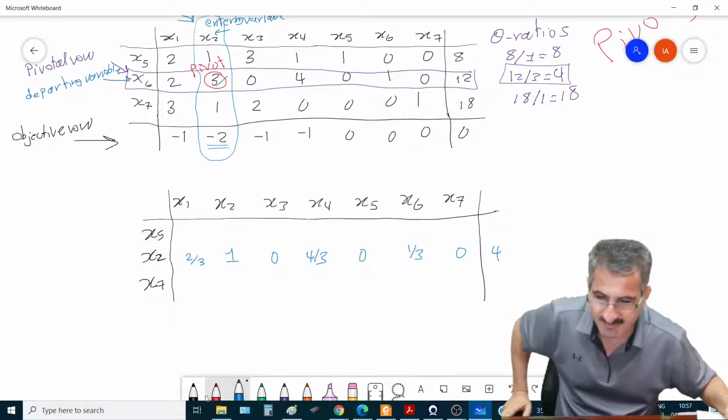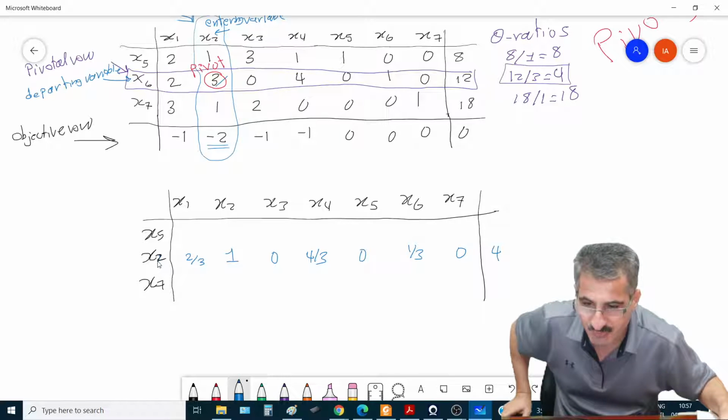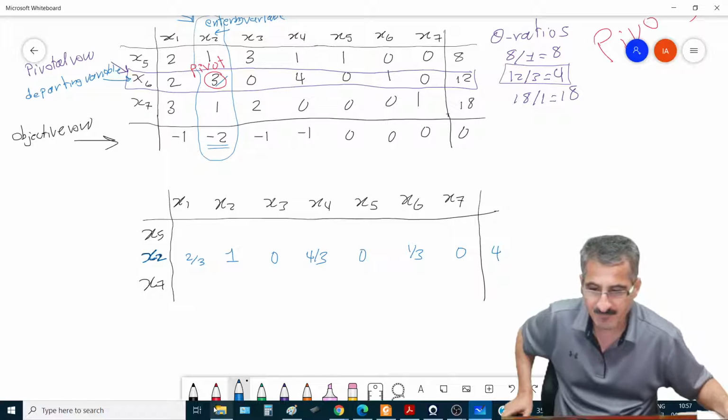Do you mean Asma x6? No, we have here, this has to be x2, not x6 now, because x2 is departed. Or you mean x6 must depart. Okay?